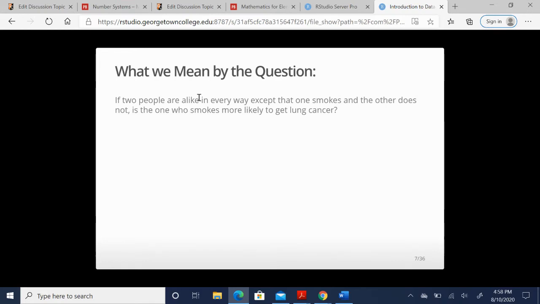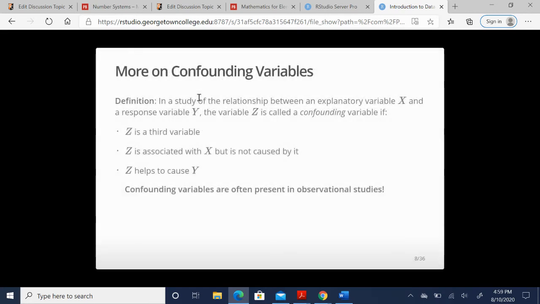What we mean by the question: if two people are alike in every other way, except that one smokes and the other doesn't, is the one who smokes more likely to get lung cancer? That's what we mean when we're asking about causation.